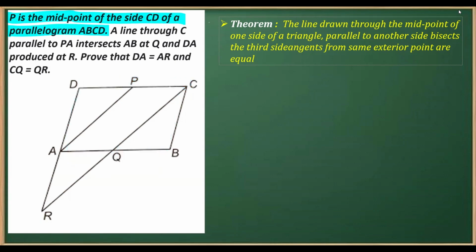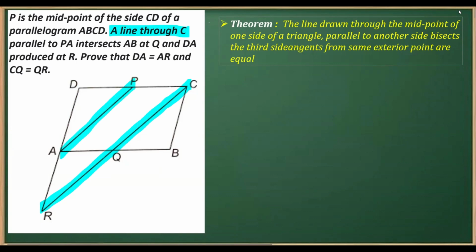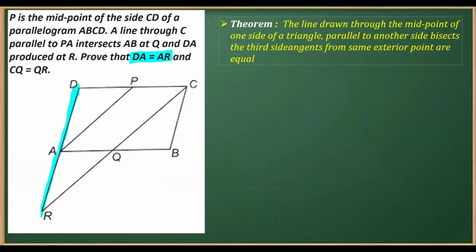Now, what does it say further? It says a line through C is drawn, and it is drawn parallel to AP. So we are given this line being parallel to this. And it says that this line drawn, which is parallel to PA, intersects DA when it is produced, at point R. What we have to prove in the first part is that DA is equal to AR. That means we need to prove this length DA is equal to AR.